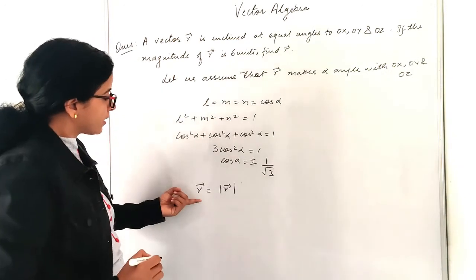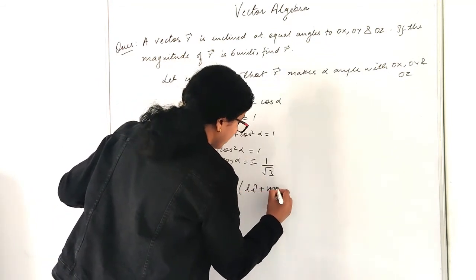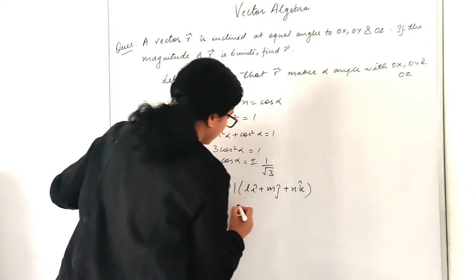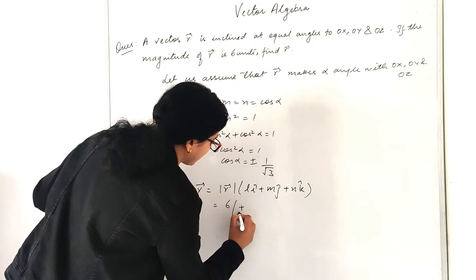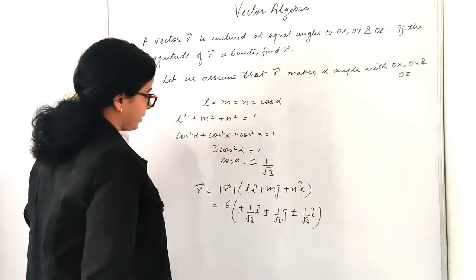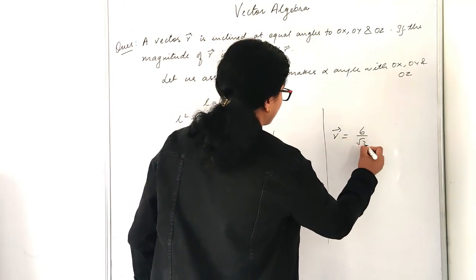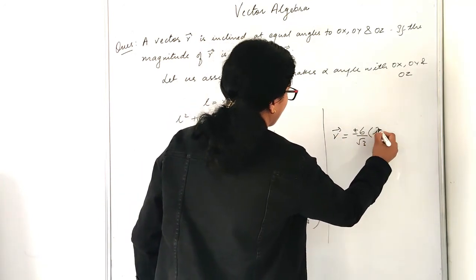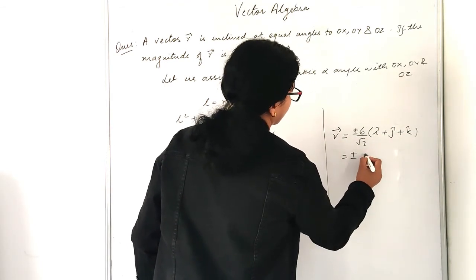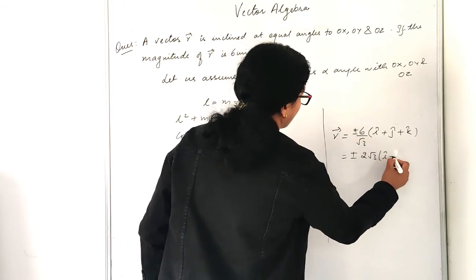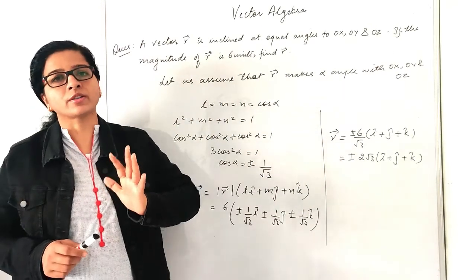Right. Now I have to find R vector. So R vector is equal to magnitude of R vector times li plus mj plus nk. Right. So 6, and the value of l, m and n is plus minus 1 by root 3. Okay. So what will be my R vector? So R vector is equal to 6 by root 3, plus minus, I can take out common i plus j plus k. So it is nothing but 2 root 3 times i plus j plus k. Okay. So this is all about algebra of vectors.